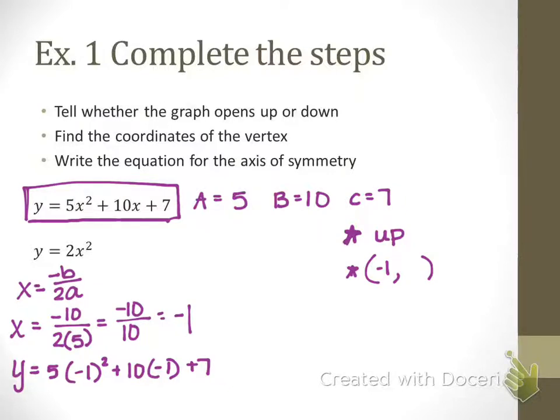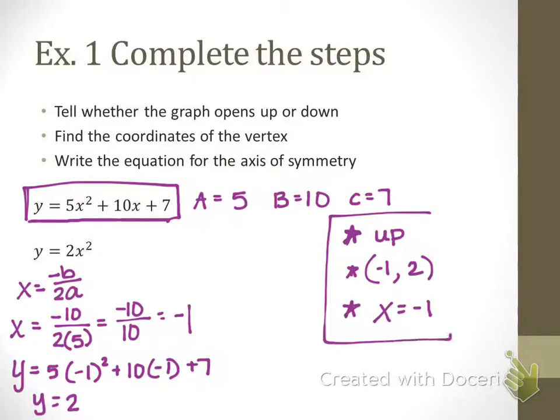Somebody tell me, what did you get? Y equals 2. Perfect. So now I found my vertex, right? I've got x and y. Now the last thing they're asking me to do is write an equation for the axis of symmetry. If I know my vertex, I know my axis of symmetry because it's the exact same as x. So I write x is equal to what? Negative 1. There are my 3 answers that they are looking for.